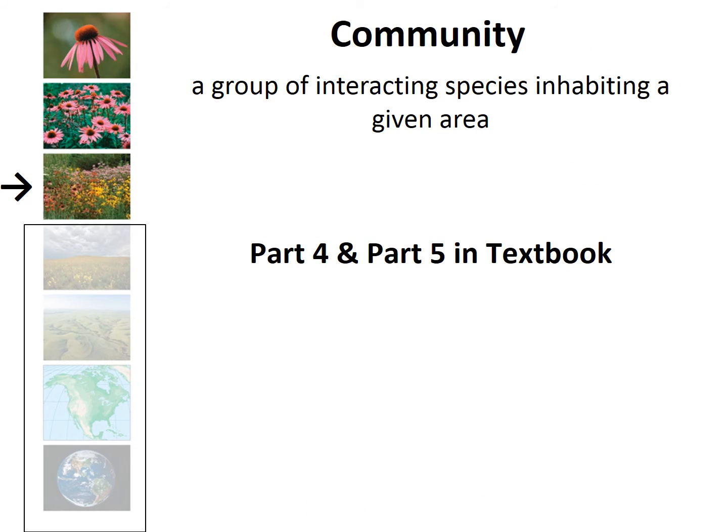The next level of ecology is the community. So this level integrates all the different species in that particular time and place, moving from the population, examining just one species and how they're interacting with each other. This is now integrating the multitude of species in that area. This topic is covered in part 4 and part 5 in the textbook.